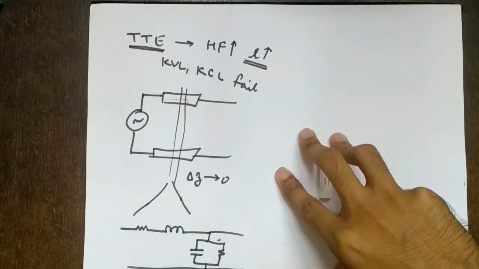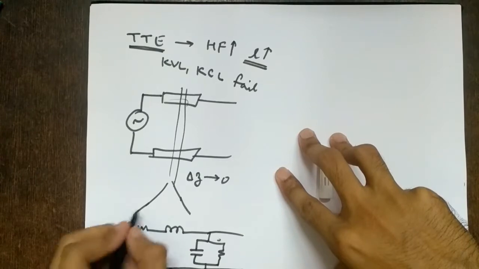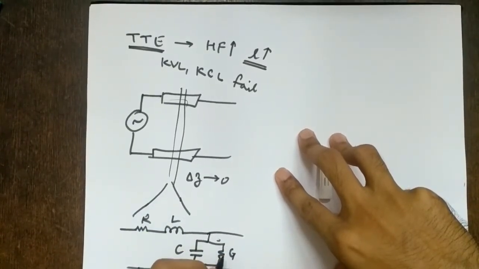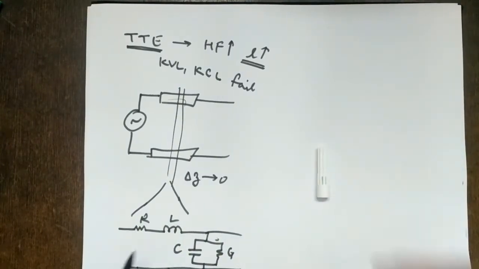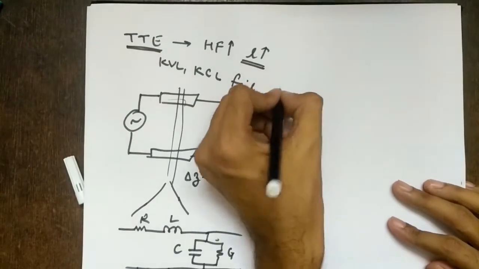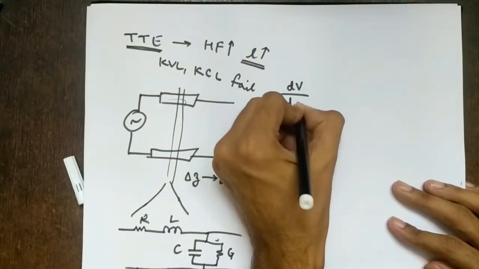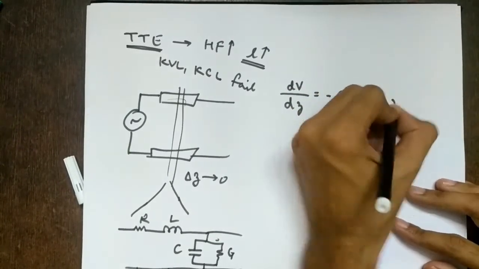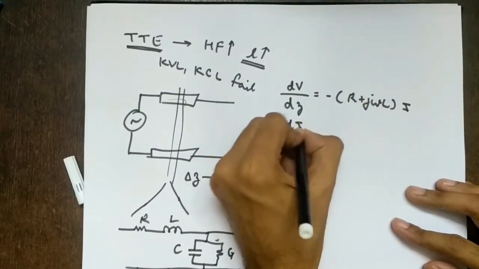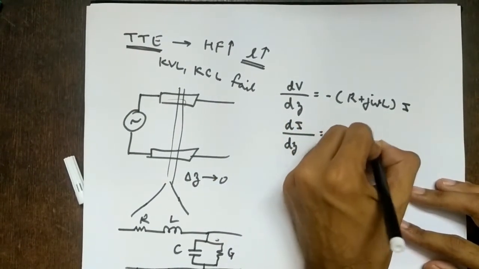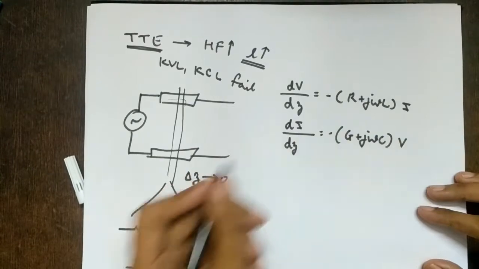Don't get confused if you are worried about this R and L. As we did in the derivation, this is a small section of a transmission line. To analyze it, we apply KVL to the outermost loop. What we got was dV by dz equal to minus of (R plus j omega L) into I. Similarly, we got dI by dz equal to minus of (G plus j omega C) into V.